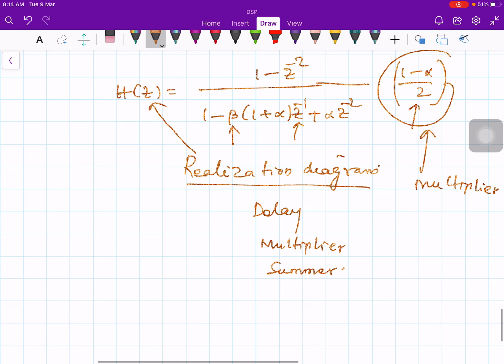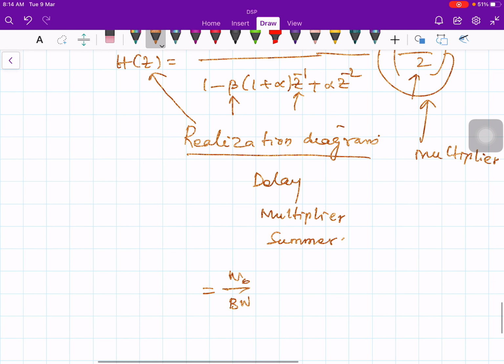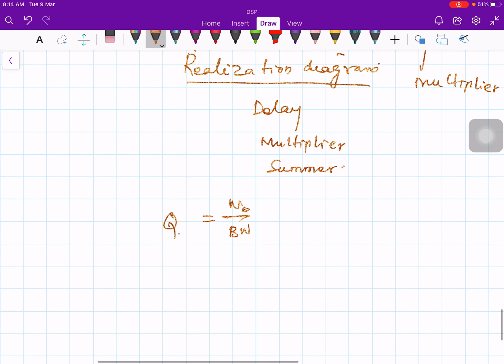Okay, now what is omega naught divided by bandwidth? Do you remember this formula? This is called a Q factor. Okay, Q of the filter, quality factor of the filter. So the Q of the filter can be changed independently of the center frequency, if alpha is kept constant and simply beta is changed, because beta controls center frequency and alpha controls bandwidth.